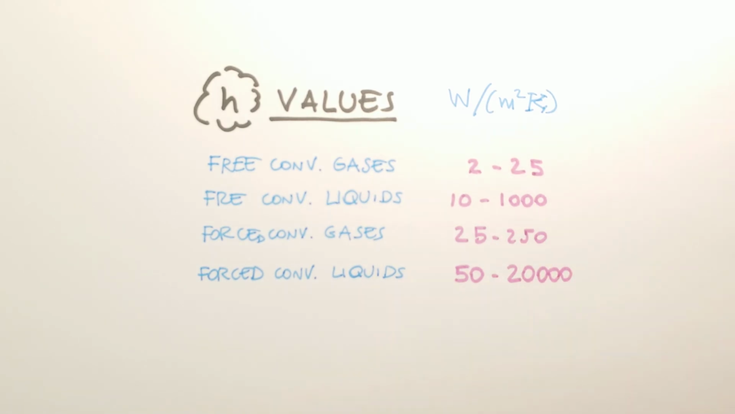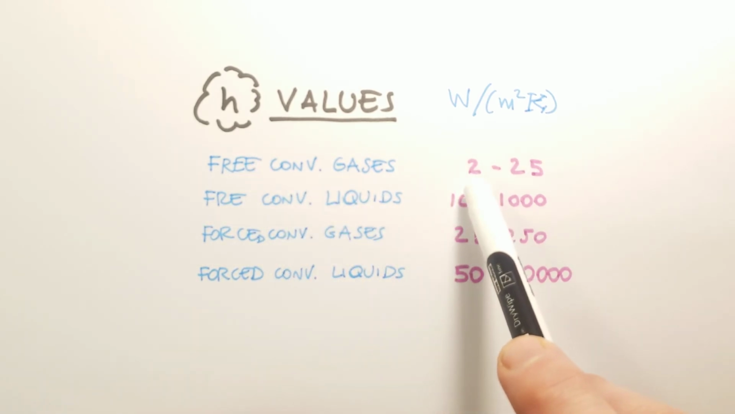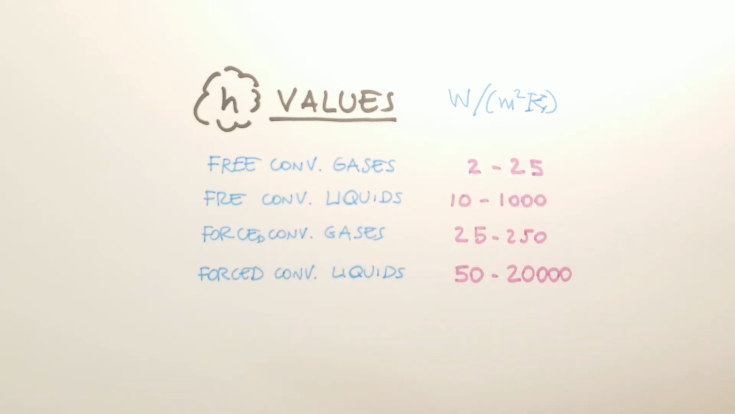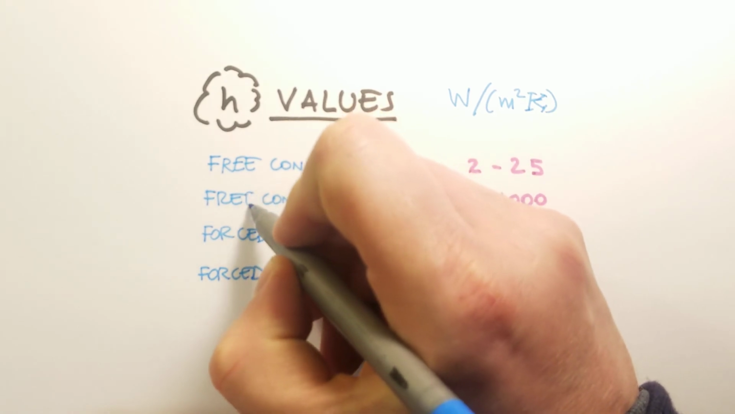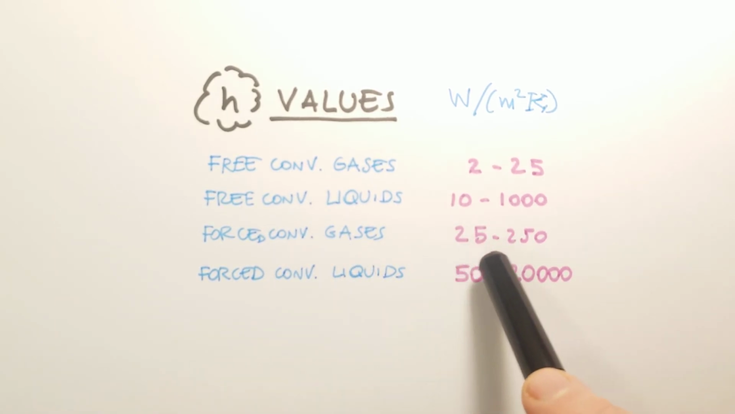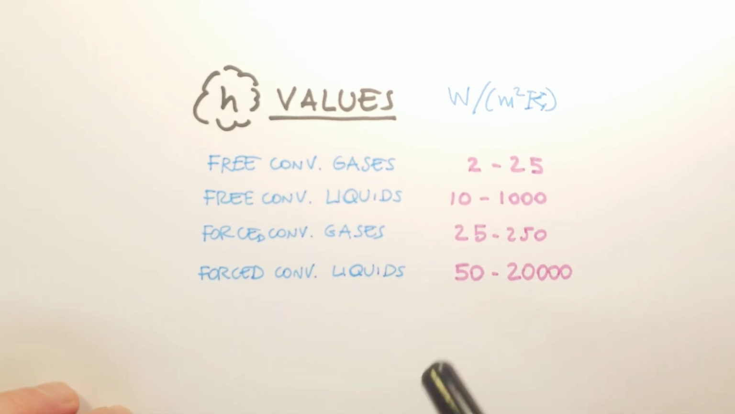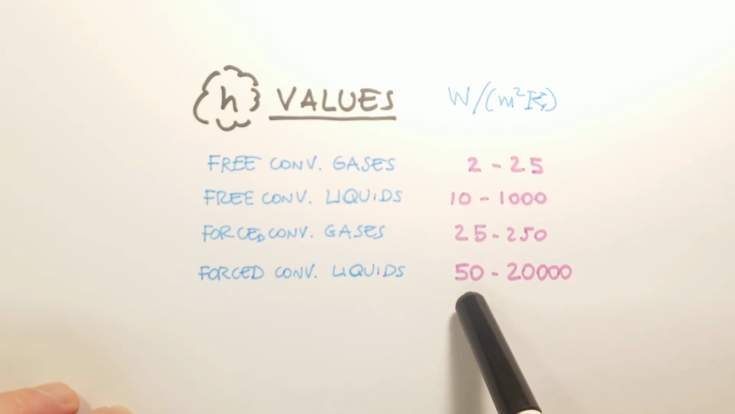So here I've given just some ballpark figures. If you have free convection in gases, h is usually between 2 and 25. If you have free convection in liquids instead, we have a value of h between 10 and 1000. If you have forced convection in gases, we have a value between 25 and 250. For forced convection in liquids, we have an h value between 50 and 20,000.